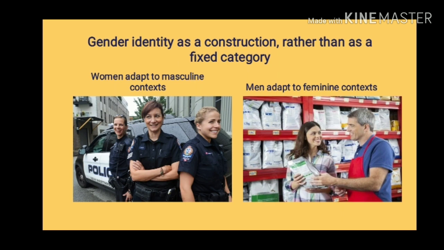Approaching gender identity as a construction rather than as a fixed category, for example, women adapt to masculine contexts and men adapt to feminine contexts by using features which indirectly are associated with masculinity and femininity. For instance, women in the police force are sometimes advised to portray a masculine image, to wear bulky sweaters suggesting upper body strength, and well-worn boots to suggest they are used to hard work. They also adopt a cool distance style. They don't smile much and they talk tough.